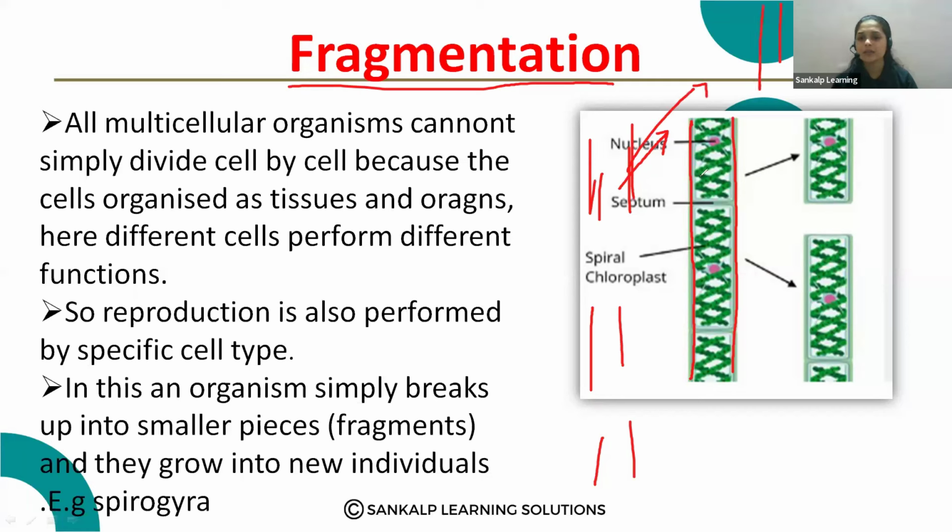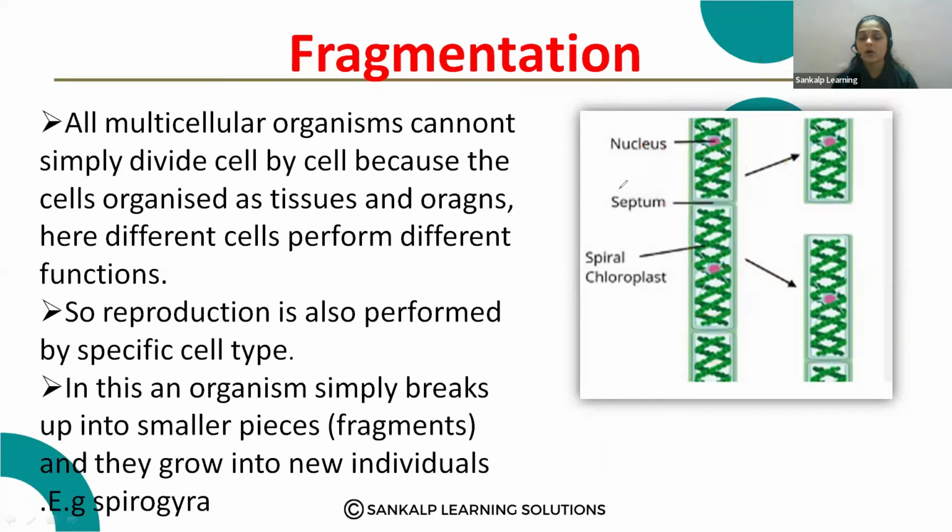Just imagine this is a Spirogyra, and here it has fragmented and divided. These are all the fragments, divided into pieces like this. And each fragment, here I will call it a fragment. Each fragment will develop into a new Spirogyra, a new organism. So that is nothing but fragmentation.